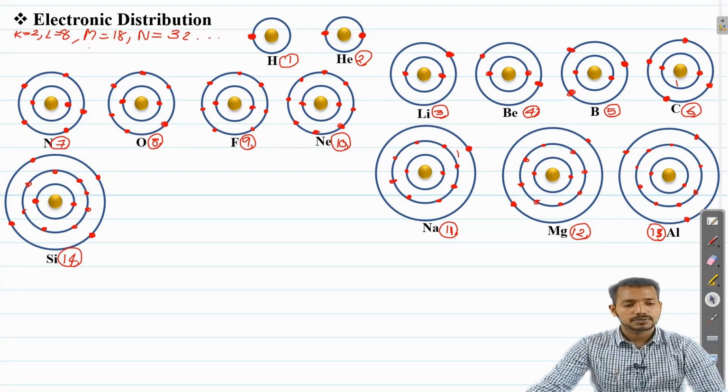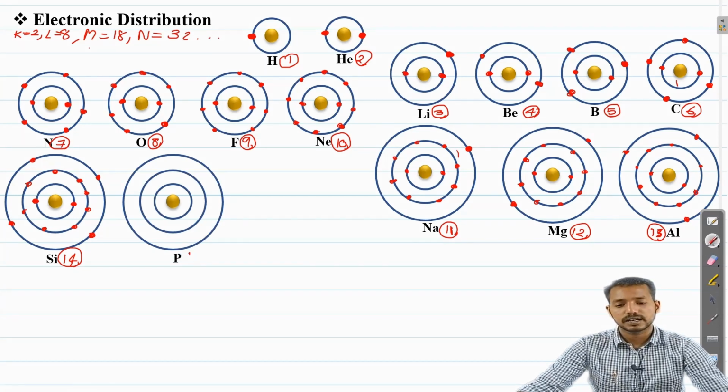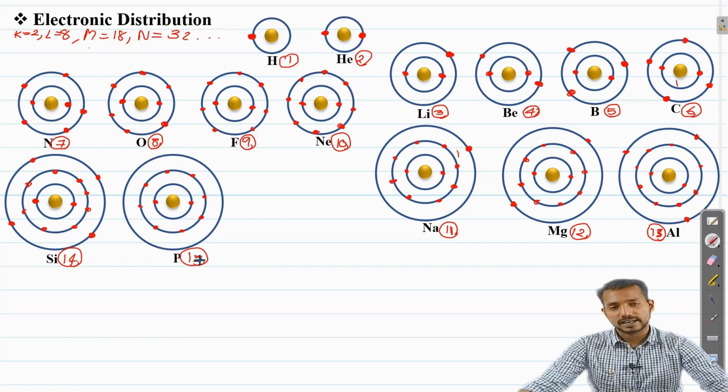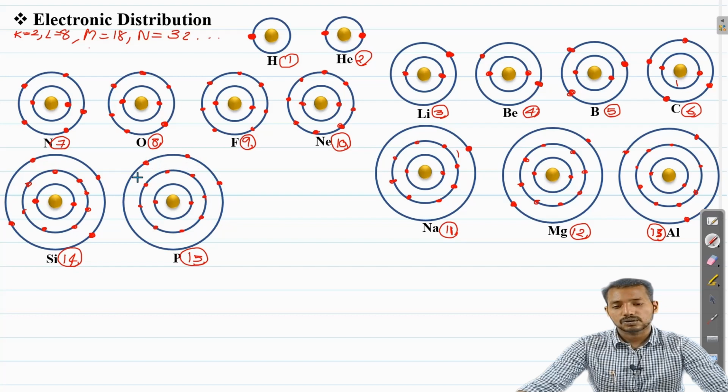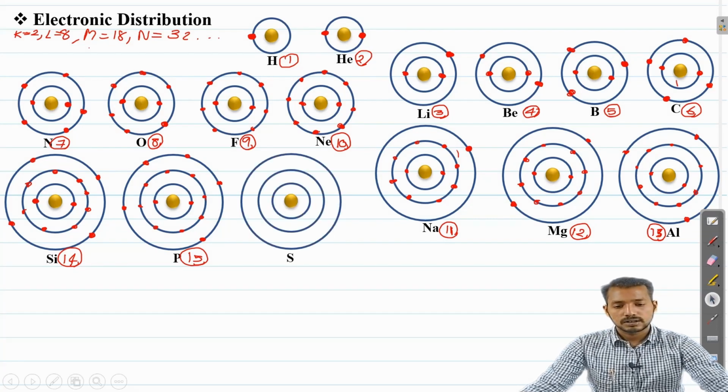Next one after silicon is phosphorus. In case of phosphorus, there are total of 15 electrons. So first 2 electrons in the first orbit, then 1, 2, 3, 4, 5, 6, 7, 8. Then the remaining 5 electrons, because 2 plus 8 is equal to 10 only. Again 5 more are there, that will be filled in the third orbit. 4 and 5. Okay, filled.